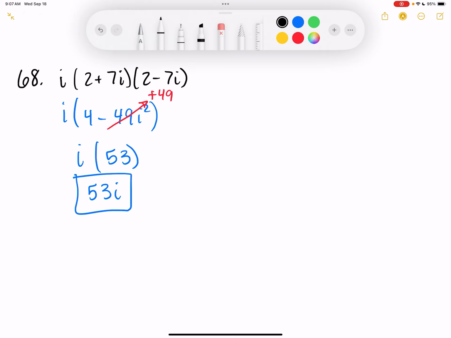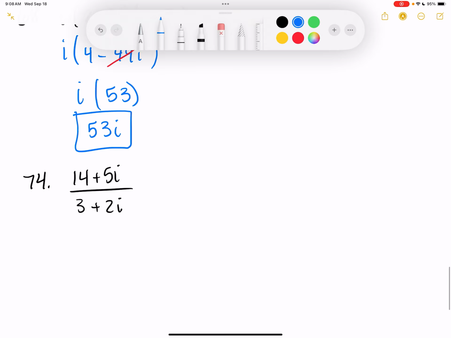All right, and then the final stuff in this section is finding the quotient and writing the answer in standard form. So we'll be doing a lot of multiplying by the complex conjugates. With 74, I've got (14 plus 5i) over (3 plus 2i). The problem with this one is I have an i on the bottom, so I need to multiply by the complex conjugate top and bottom. What would the complex conjugate of 3 plus 2i be?